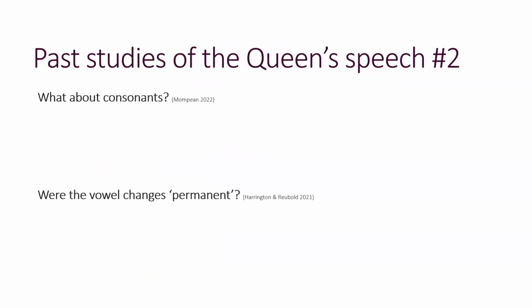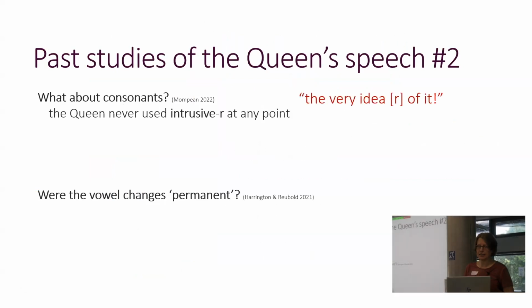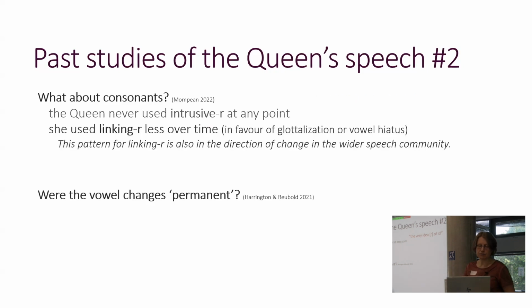So what about her consonants? Well, there has been one study recently of her R's. The Queen never used intrusive R at any point. Well, what's intrusive R? It is when you insert an R between two words that end and start with a vowel. It only happens after certain vowels, but in the phrase, the very idea of it, I would naturally insert a little R sound there, idea of it, yeah? And many people do, but the Queen never did in any of her recordings.